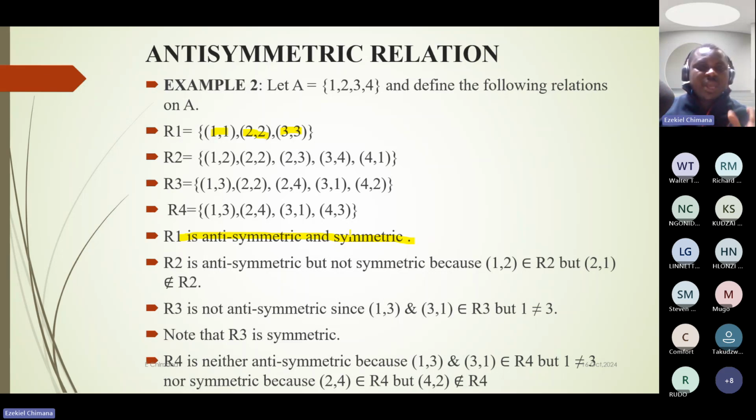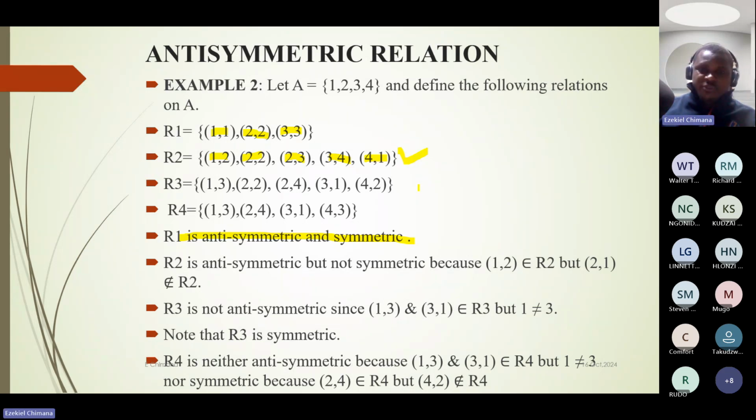And then if you look at R2, we've got the (1, 2), but here we do not have a (2, 1). Then we've got a (2, 2). Then we've got a (2, 3). Do we have a (3, 2) here? No. We've got a (3, 4). Do we have a (4, 3)? No. We've got a (4, 1). Do we have a (1, 4)? No. Which means this one is antisymmetric. But look at it, it is not symmetric. Why? Because whenever we have a (2, 3), we do not have a (3, 2).